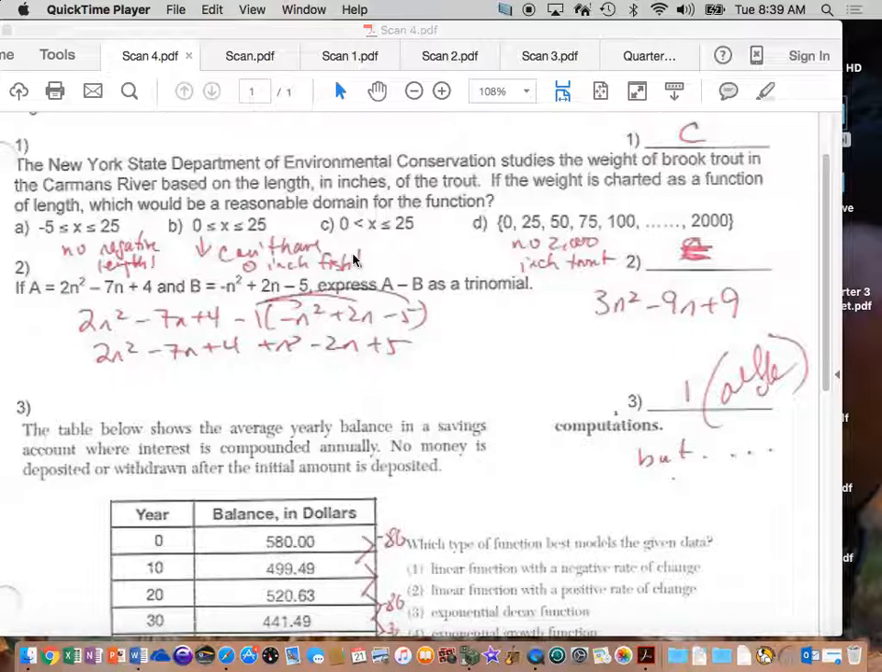What's the difference between B and C? B says it can be equal to 0. That's right. And C, you cannot. Can you catch a 0-inch fish? No. Therefore, B is out. A lot of people put B as the answer.